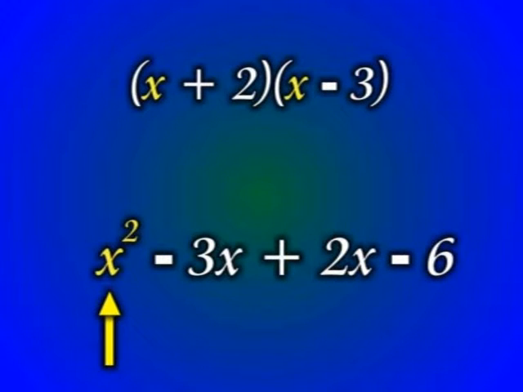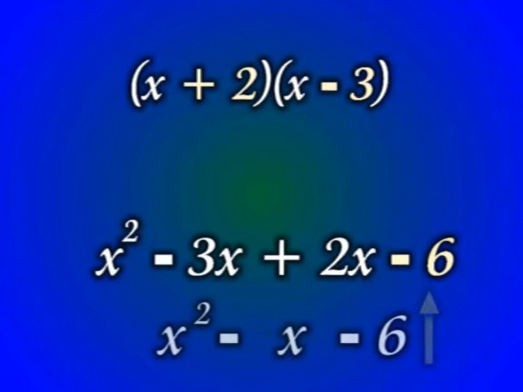Alright, let us use an example. Let's say we have x plus 2 multiplied by x minus 3. That's going to give us x squared. That's first, outer minus 3x, inner plus 2x, last minus 6. That's going to give us x squared minus x minus 6.